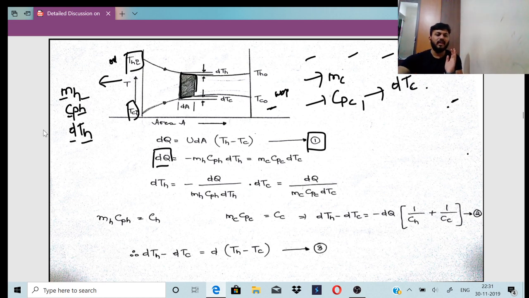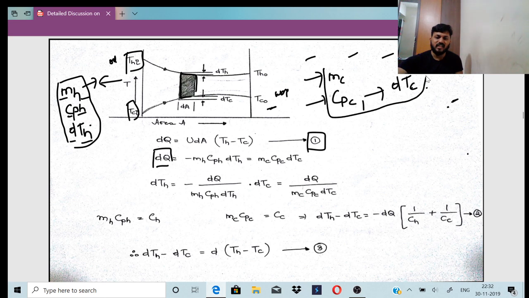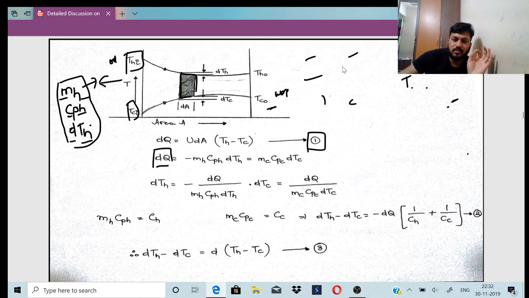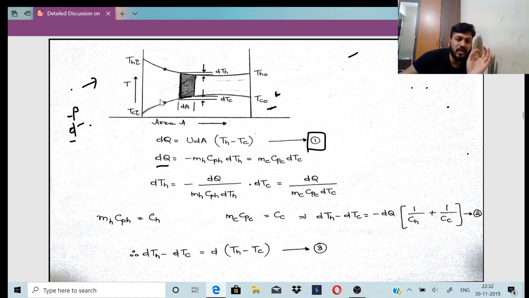Right? So what will be my dq? Okay, what will be my dq according to hot fluid? mH into Cph into dTh, the product of these three terms. And for cold fluid also, these three will be my terms, that is mc into Cpc into dTc. Now see here properly. Okay, I will erase it once again, because there are too many things, so you guys will get confused in this derivation. So do not get confused, it is only about concepts.